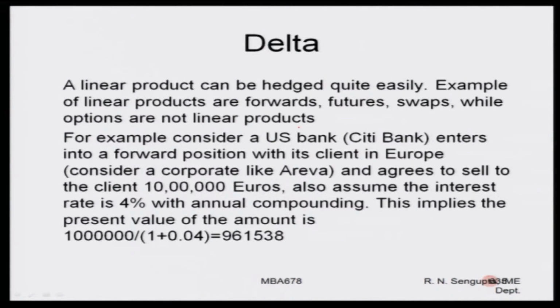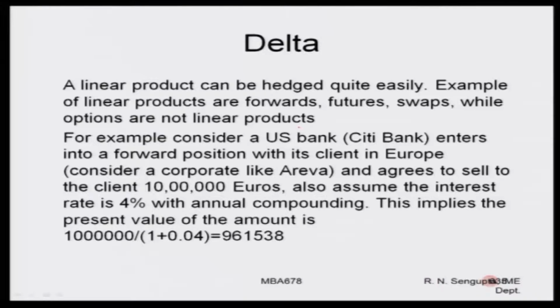A linear product can be hedged quite easily, because we know the linear relationship, hence it will be easier for us to hedge. Examples of linear products are forwards, futures and swaps, while options are non-linear products. If you remember, the option values would be exercised depending on whether the max of some value is 0 or non-zero, or whether somebody was making a profit or a loss. If you consider that point of view, then obviously it is a non-linear function.